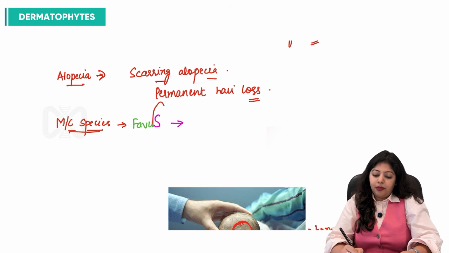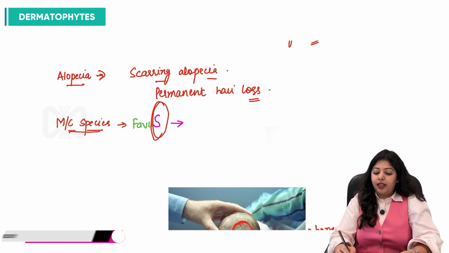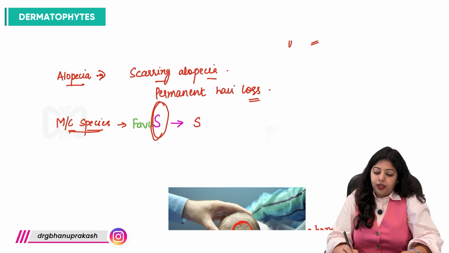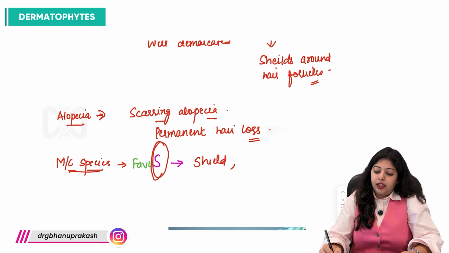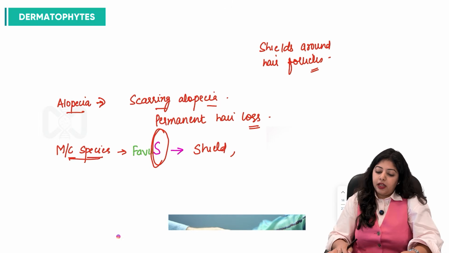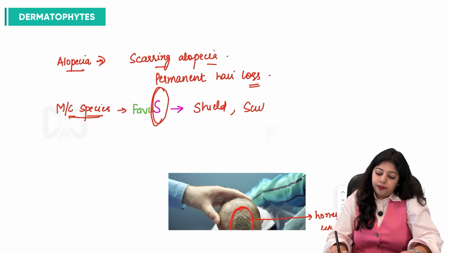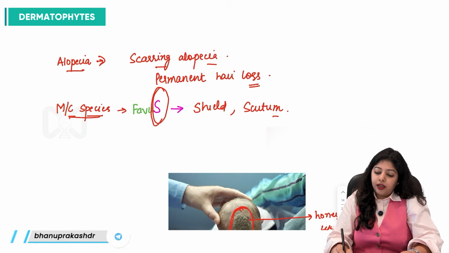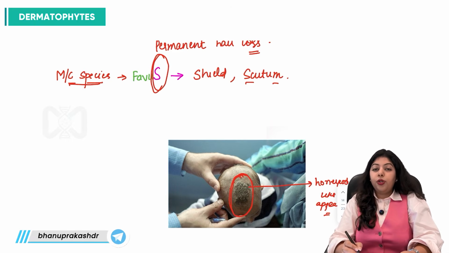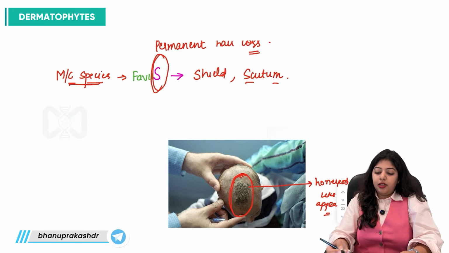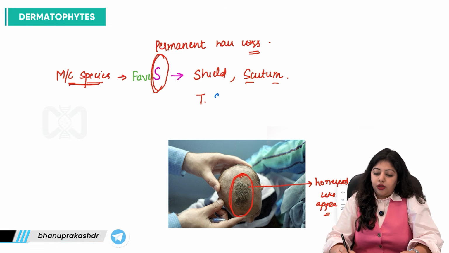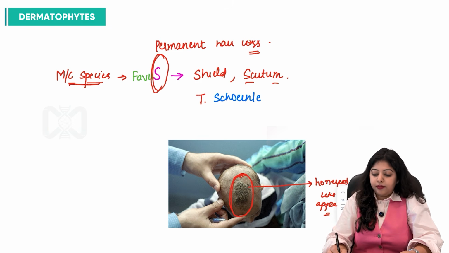And what is the most common species associated with Favus kind of Tinea capitis infection? Let's remember the letter S. S, we now know, stands for shield, right? It stands for shield. It also stands for scutellum, right? So what is the most common species associated? It is going to be Trichophyton schoenleinii.